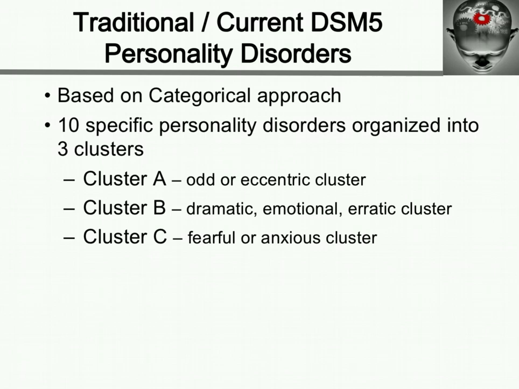So that model can be contrasted with the current model, which is the traditional model of personality disorders. In this model, there are 10 specific personality disorders organized into 3 clusters. So the clusters have some shared characteristics as a cluster, but then within each cluster, the individual disorders will be thought to be distinctive categories of personality. So the first cluster is cluster A, and those are personalities that have some sort of odd or eccentric behavior or thoughts.